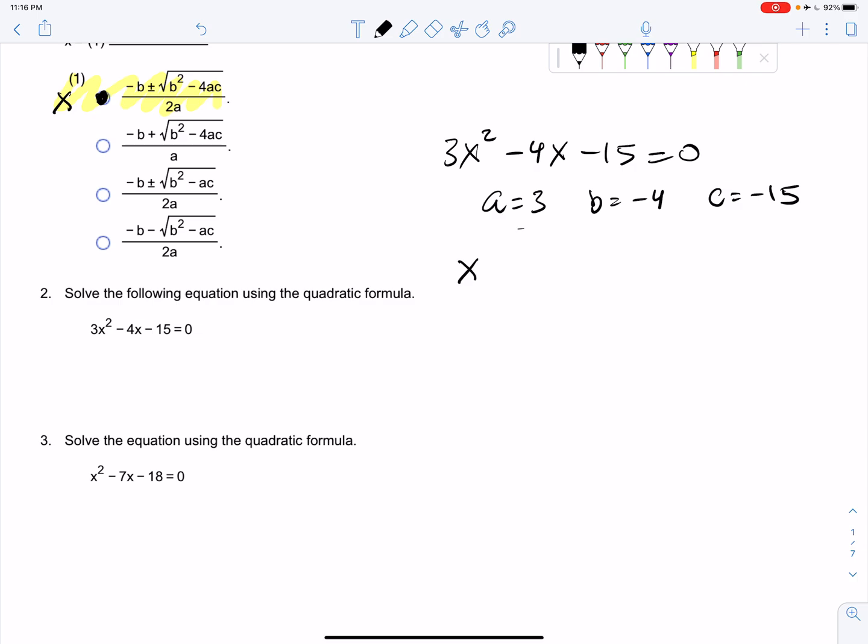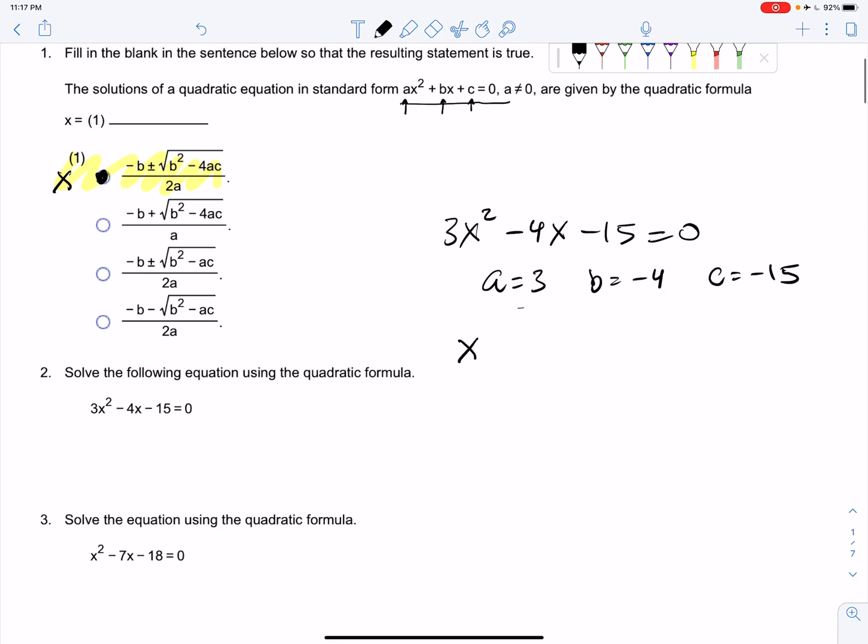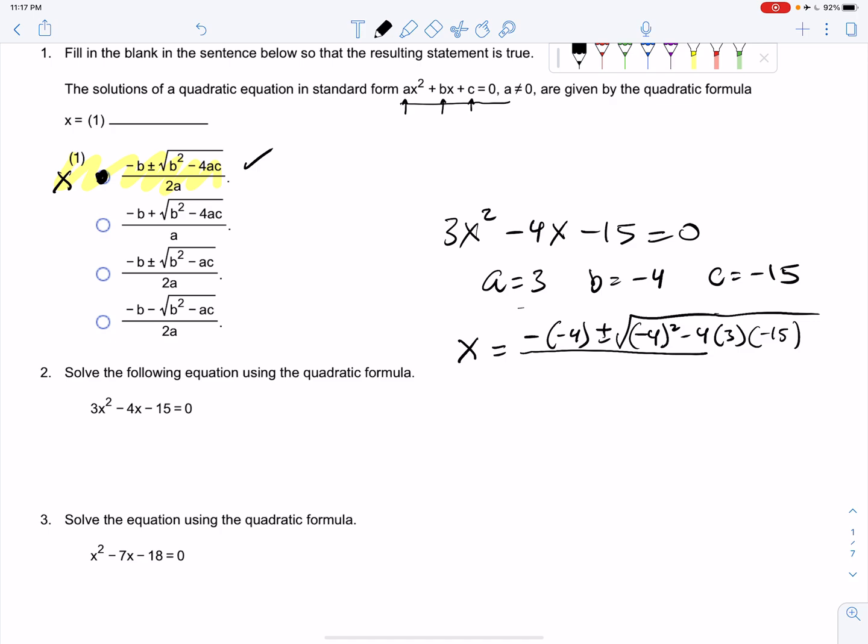Now, of course, we're going to use this quadratic formula. Where is it? It's right here. So take a look at this as I'm doing it. x equals, I want the opposite of b, so the opposite of negative 4, plus or minus the square root of negative 4 squared, minus 4 times a, which is 3, times c, which is negative 15, all over 2 times a, 2 times 3.